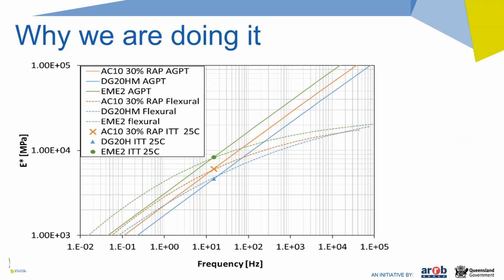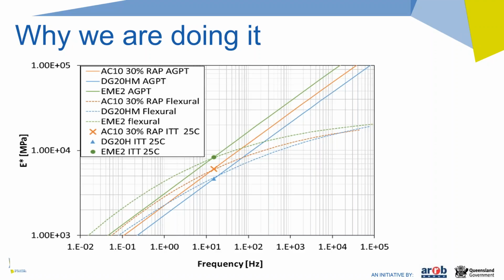And this is a very important slide, because this slide compares basically what we're doing currently under the TMR supplement to what we're proposing to do with the flexural modulus. So these lines represent, and I'll take you through it, the markers on this graph show you resilient modulus results for 3 different mixes. There's an EME2, there's an AC20 with REP, and there's a DG20 mix. So if you do a resilient modulus test, you're going to get 3 different resilient modulus values for those.